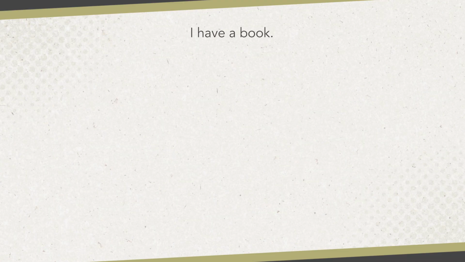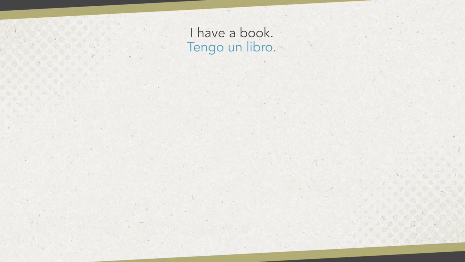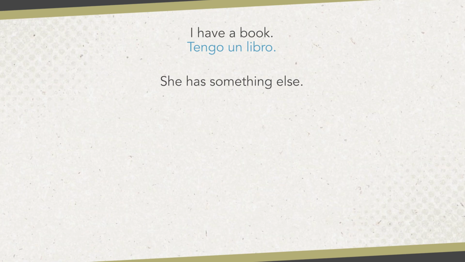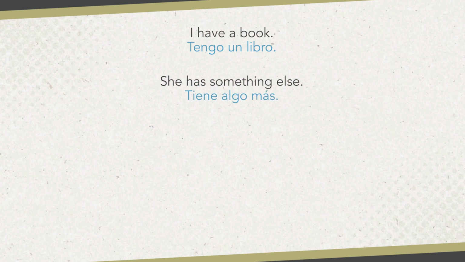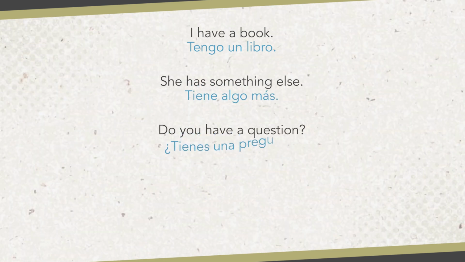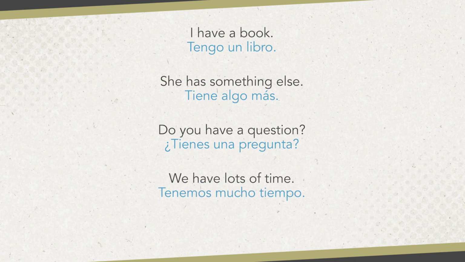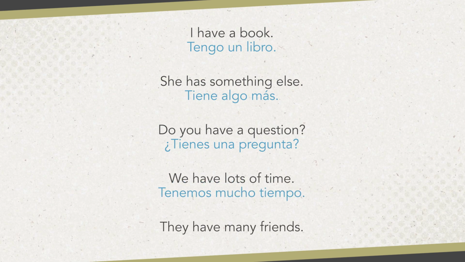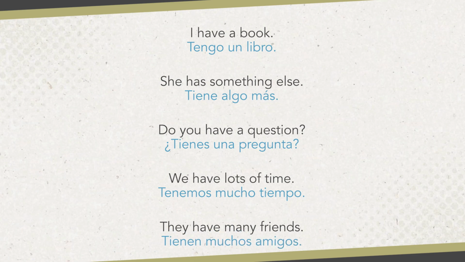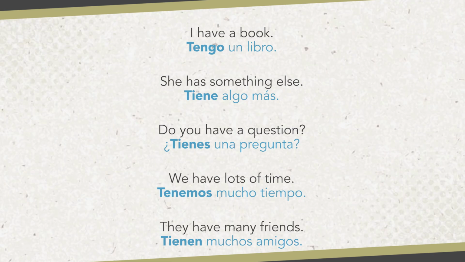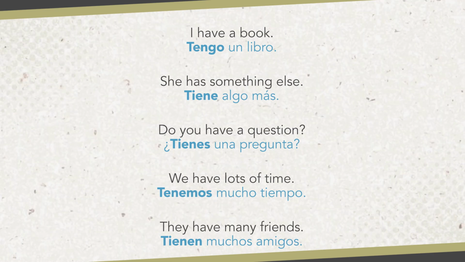I have a book. Tengo un libro. She has something else. Tiene algo más. Do you have a question? ¿Tienes una pregunta? We have lots of time. Tenemos mucho tiempo. They have many friends. Tienen muchos amigos. Notice that all of these sentences involve a conjugation of tener at the beginning and then something that the person has. Let's get a little bit of practice with this.